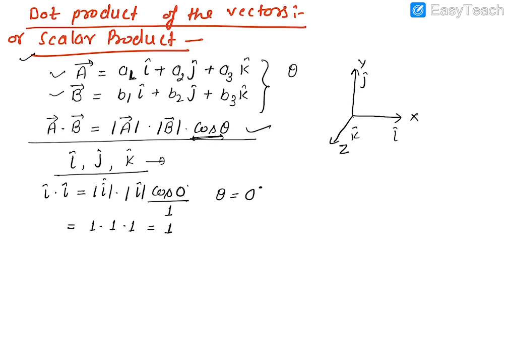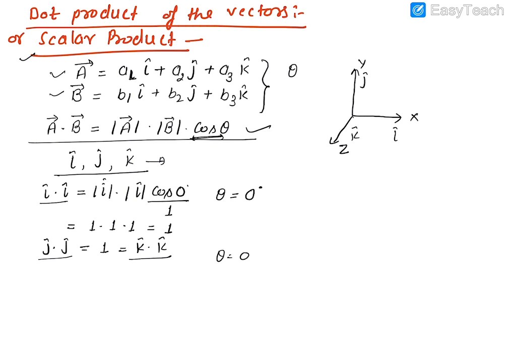Similarly, if we find j cap dot j cap, both vectors are in the same direction, so the angle between them is 0, theta is equal to 0, right? Then it will also be 1. Similarly, k dot k cap will also be 1. So that means i dot i, j dot j as well as k dot k, the dot products between these same unit vectors, will be 1.